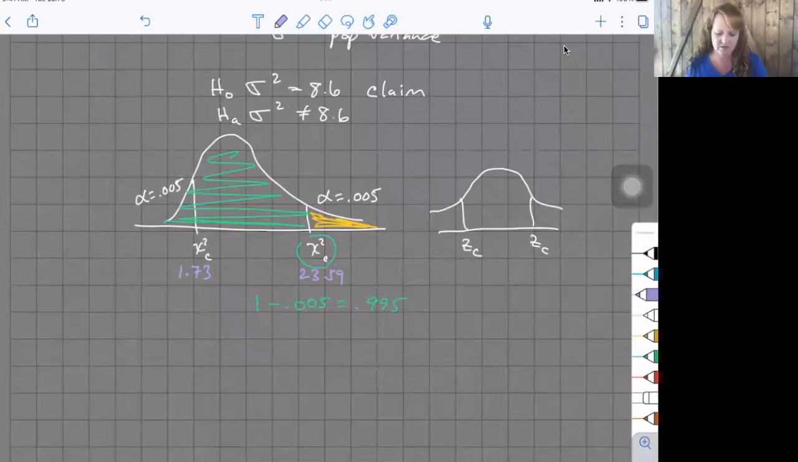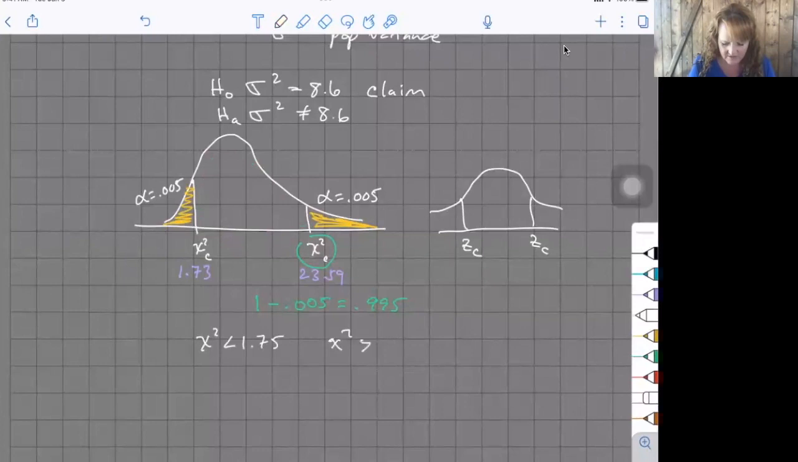So these are your critical values, and your rejection region is going to be, because this is a two-tail claim, let me shade this a little differently. My rejection region is going to be in the yellow. So in either tail is going to be my reject H naught region. So what I would write is chi-squared can be less than 1.75, or chi-squared can be greater than 23.59. That this is going to be my rejection region.